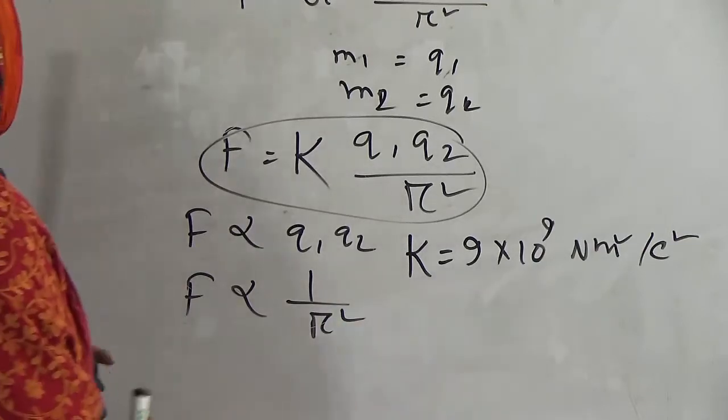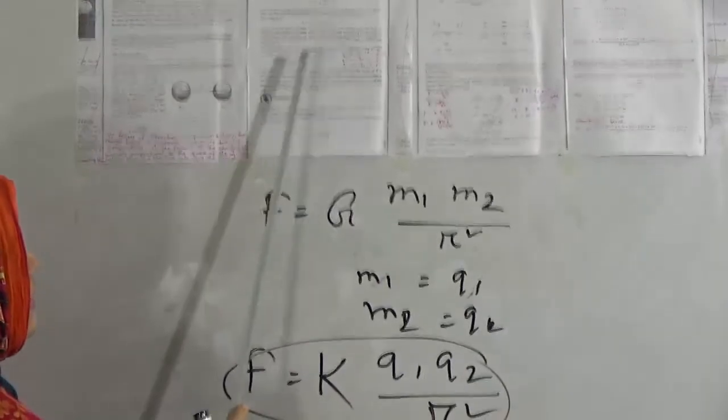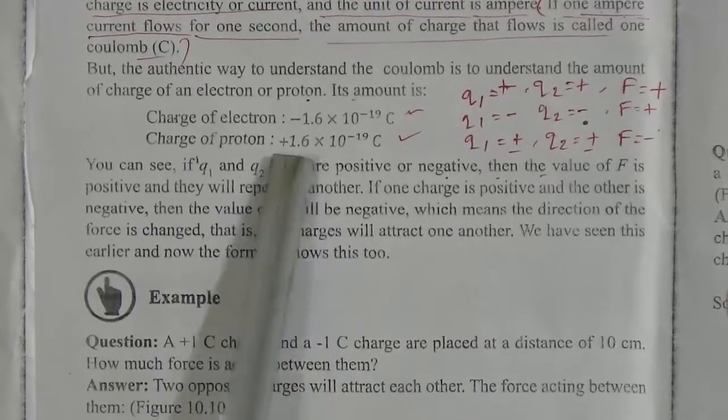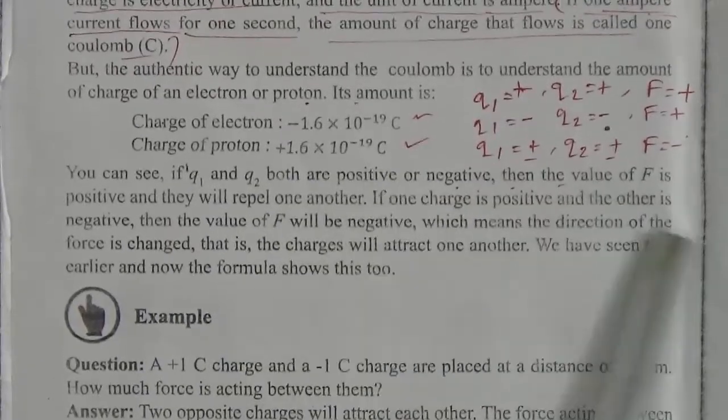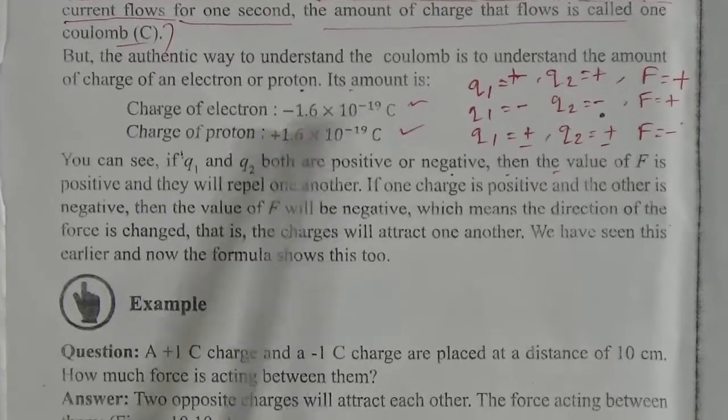Now come to the next topic. We have already learned that the charge of an electron is minus 1.6 into 10 to the power 19 Coulomb and the charge of a proton is 1.6 into 10 to the power 19 Coulomb. The charges of proton and electron are equal but opposite.